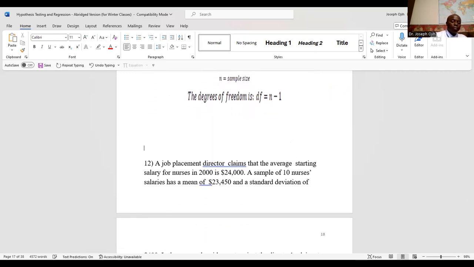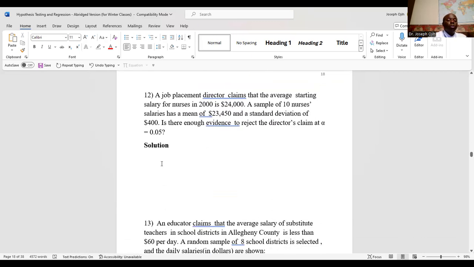Let's look at this example here. It says that a job placement director claimed that the average starting salary for nurses in the year 2000 is $24,000. A sample of 10 nurses' salaries has a mean of 23,450 and a standard deviation of 400. It asks, is there enough evidence to reject the director's claim at alpha 0.05? They're all using 0.05. For some reason, they just like 0.05.